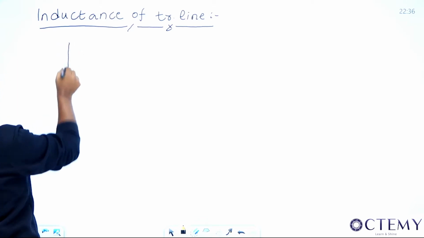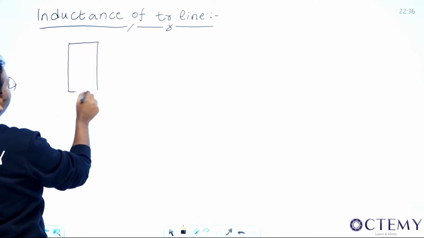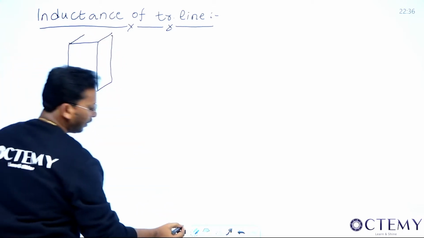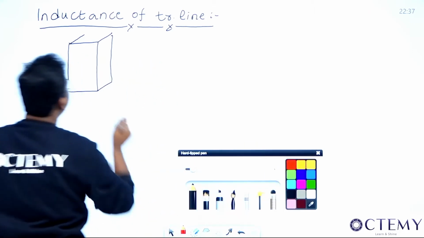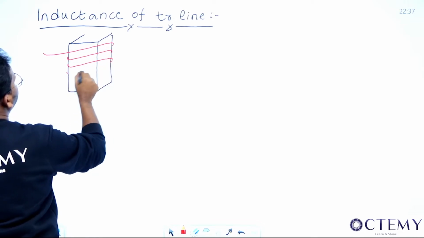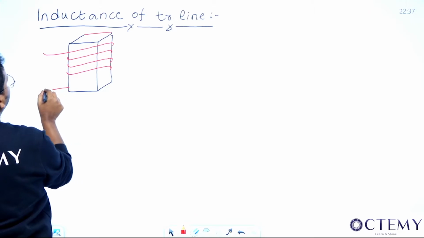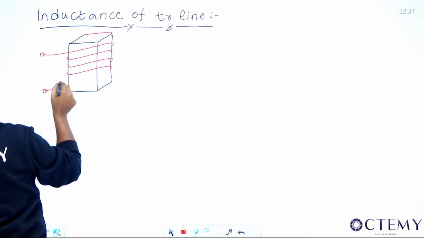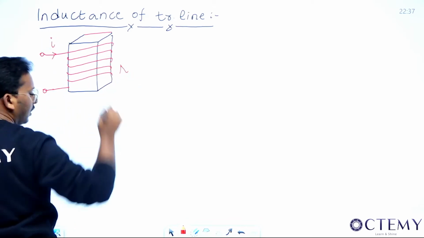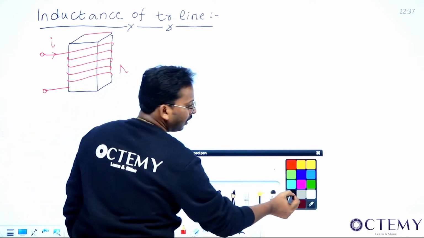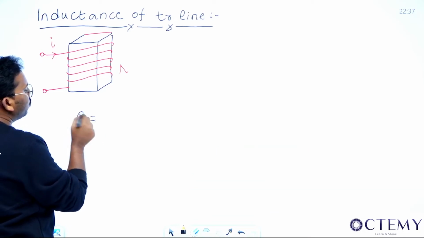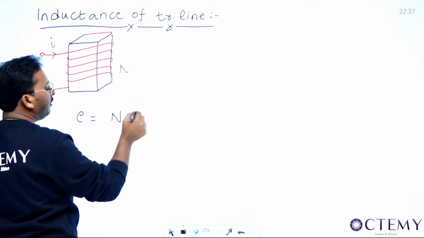For that, let me take a small figure. Assume this is an iron bar like this, and to this iron bar, I have connected a winding like this. Now, to this, I am sending a current I, and this has N number of turns. You might know that according to Faraday's law of induction, there will be an induced voltage E whose magnitude is given by N d phi by dt.